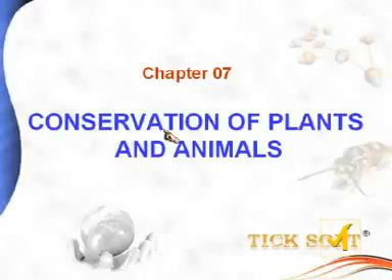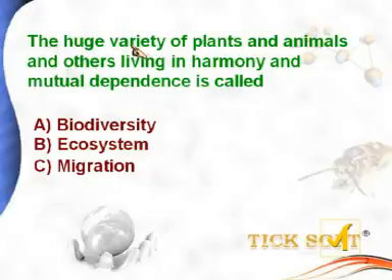7. Conservation of plants and animals. The huge variety of plants and animals and others living in harmony and mutual dependence is called, the options are option A, biodiversity, option B, ecosystem, and option C, migration. So a huge variety of plants and animals and other living things, living in mutual dependence, is called an ecosystem. Okay, so option B is the answer.